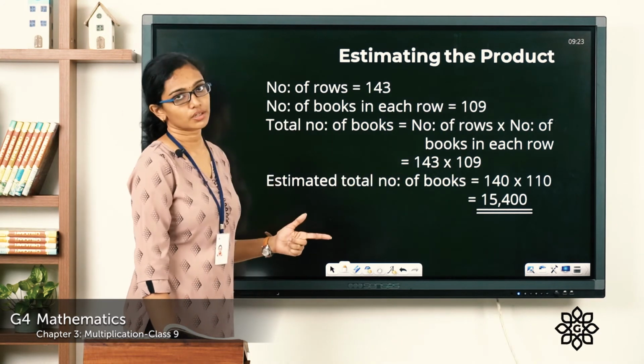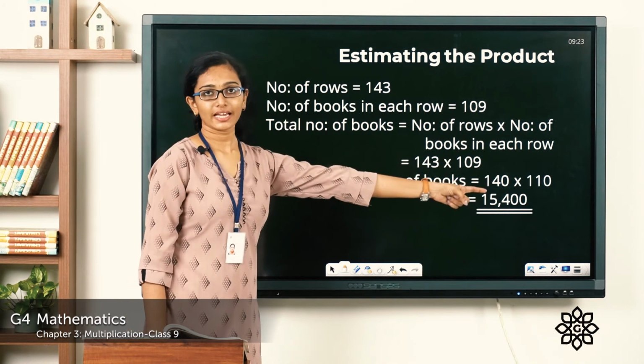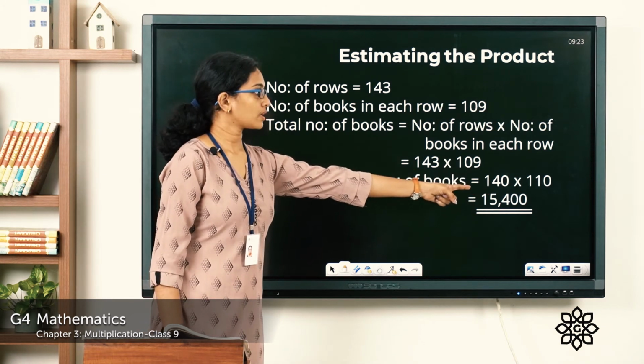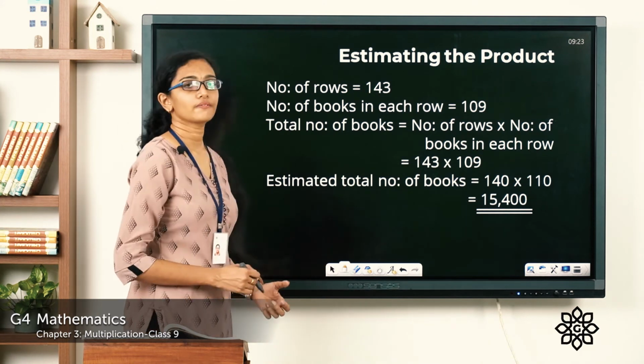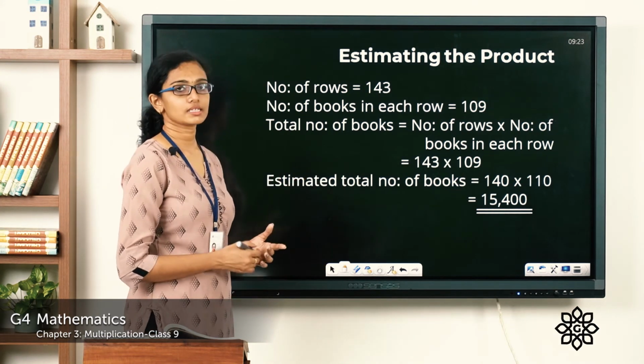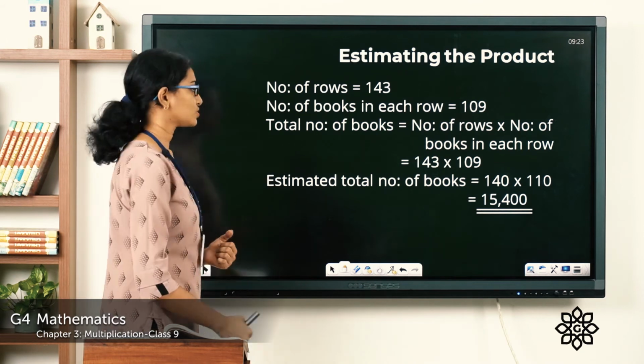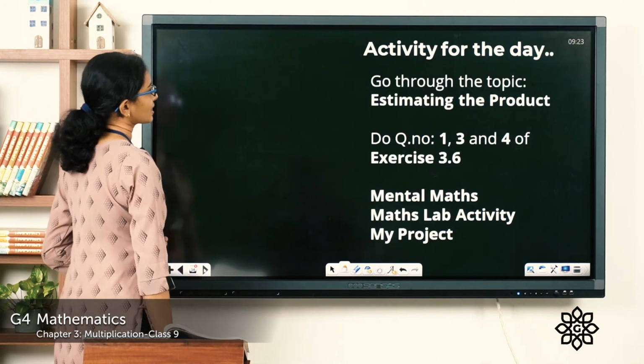So the estimated total number of books will be the product of the estimated values, which would be equal to 140 into 110, which equals 15,400. That is the estimated total number of books in the library. So I hope this is clear to you.